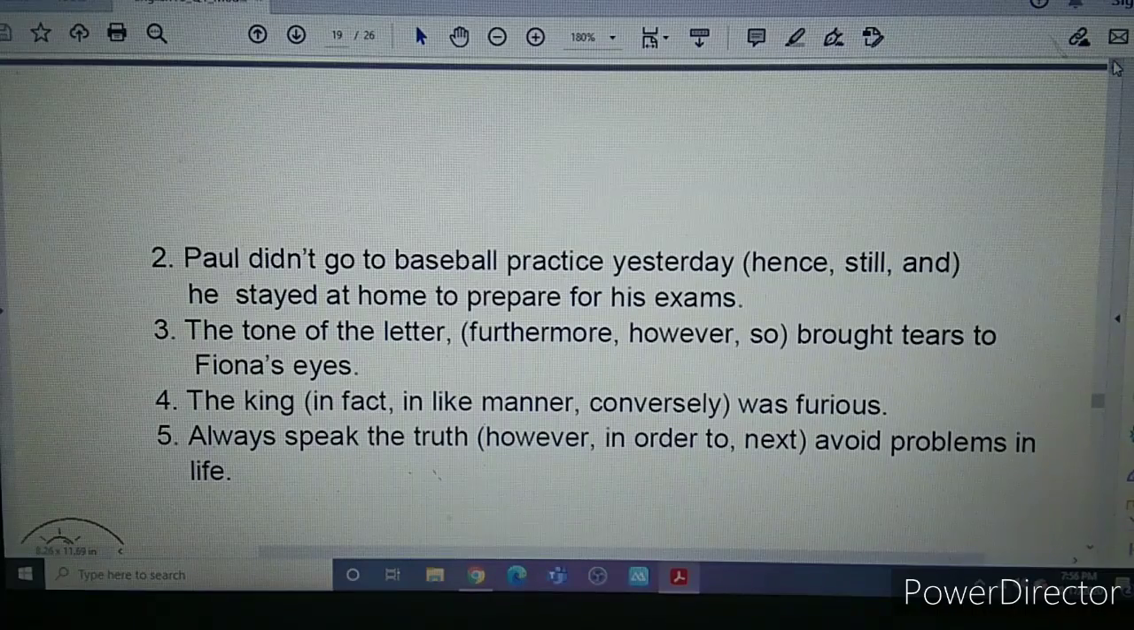Now, number 5. Always speak the truth, however, in order to, or next, avoid problems in life. Again, always speak the truth, however, in order to, next, avoid problems in life. What do you think is the correct answer for number 5? Okay, the correct answer for number 5 is in order to.